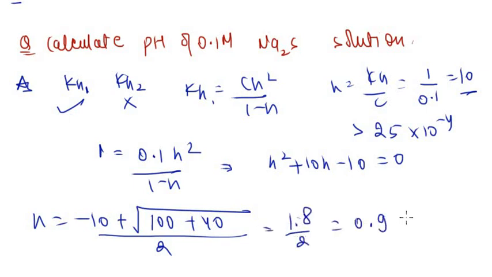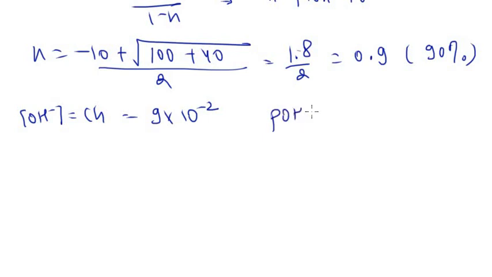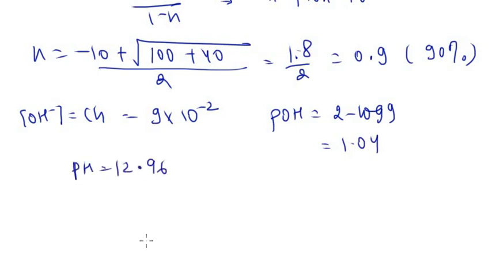So it is 0.9. That means 90% will be hydrolyzed. Now we can calculate the concentration of OH negative. The concentration of OH negative comes out to be C h, where C is 0.1 and h is 0.9. So it is 9 into 10 to the power minus 2. So pOH comes out to be 2 minus log 9, that is 1.04. So the pH of the solution comes out to be 12.96.